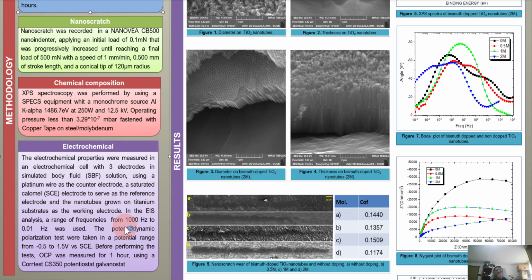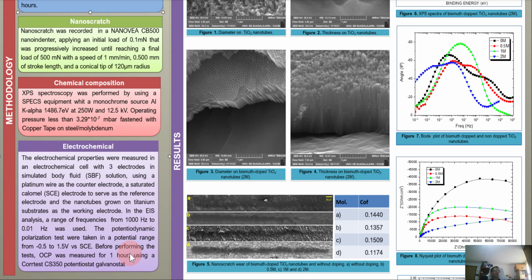In the electrochemical process, we used EIS analysis, with a frequency range from 1000 Hz to 0.01 Hz, and the potentiodynamic polarization test was taken in a potential range from minus 0.5 to 1.5 volts.